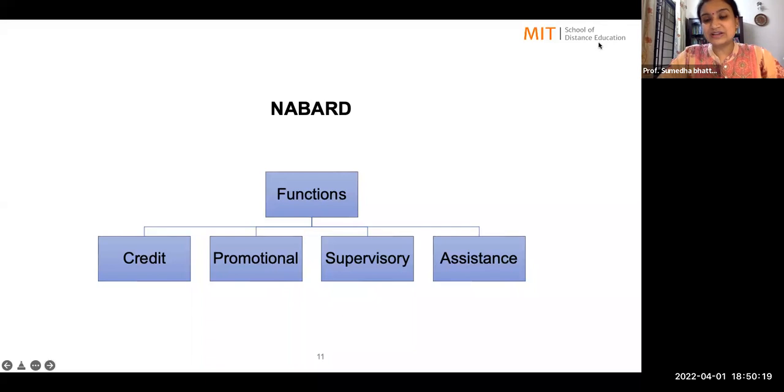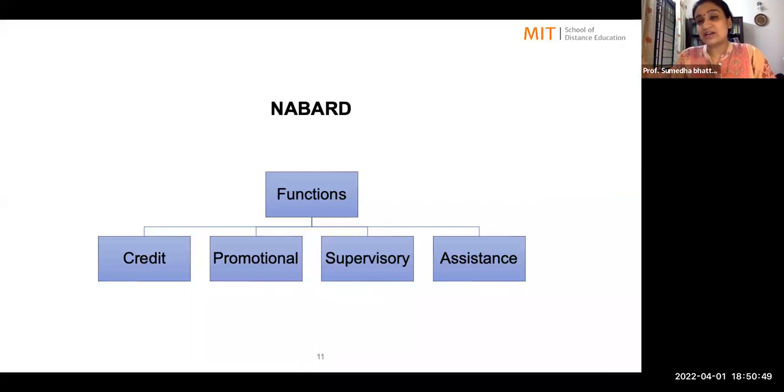Next is supervisory function. All the financial institutions are under the supervision of NABARD, so various rules and regulations are laid down. The employees and management in all these financial institutions are imparted training so that they are very well aware of the priorities of NABARD, the rules and regulations, and the functioning of these financial institutions is in sync with the objectives of NABARD. So that is the supervisory function.